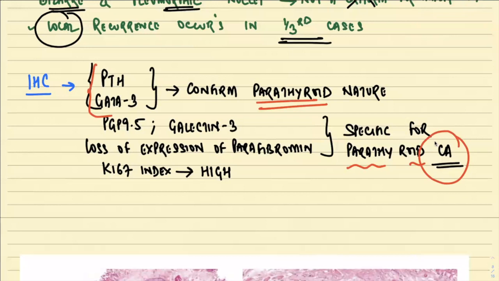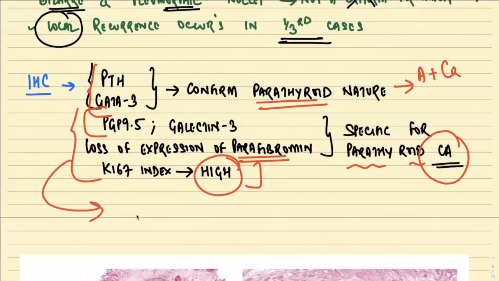Whereas there are other very important markers which are very specific for parathyroid carcinoma. So what are these? This is PGP 9.5, galectin 3, loss of expression of parafibromin, and a very high Ki67 index. All these features will differentiate the parathyroid carcinoma from parathyroid adenoma. Is this very clear? The parathyroid nature will be seen in adenoma plus carcinoma, whereas these three features will be present only in case of carcinoma. Is this point very clear to everyone?